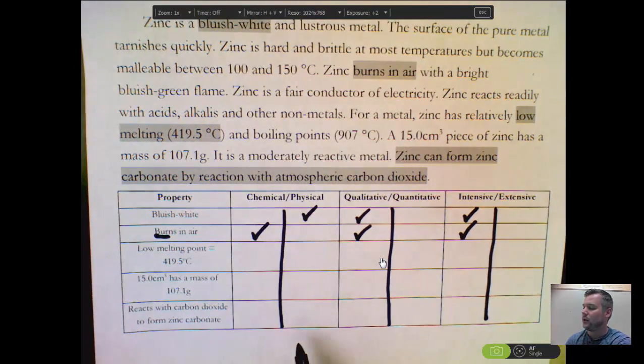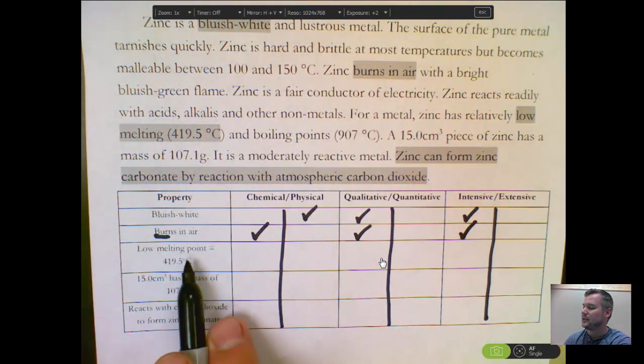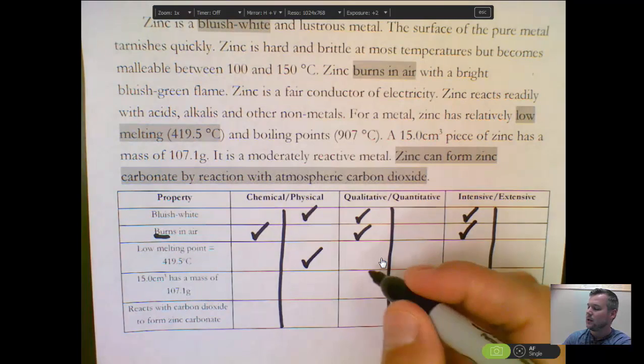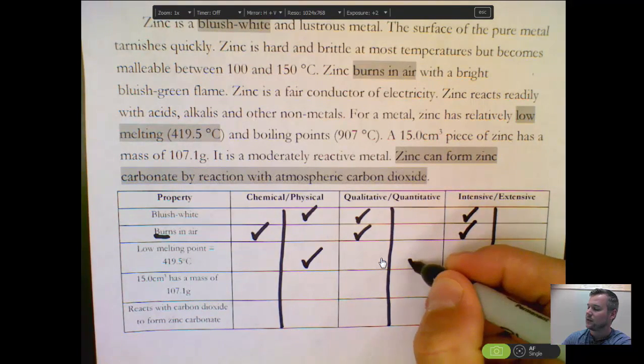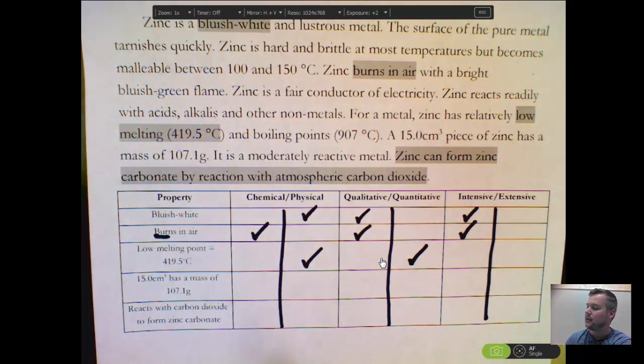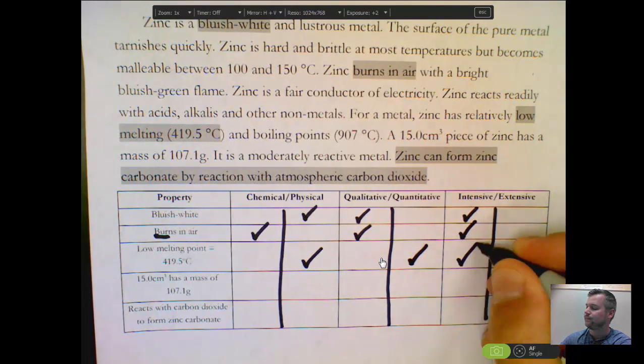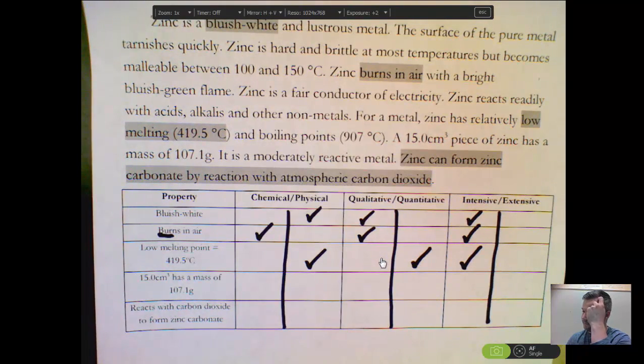Low melting point. Melting is not a chemical property, that's often confused for students. That's physical. It is quantitative because there's a number. And then intensive versus extensive. Melting point won't change. It's always going to be the same.